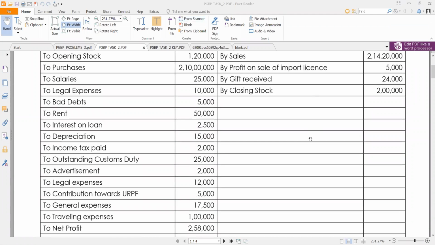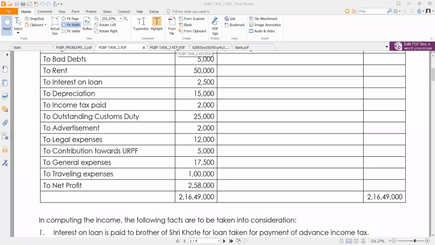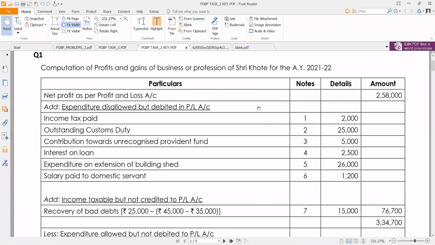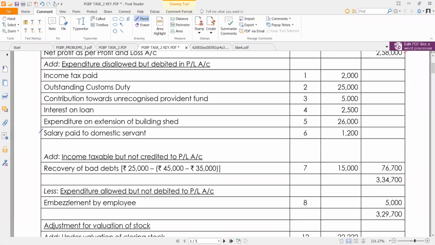So this is a typical question where the profit and loss account is given and we need to compute the business income. Naturally, the starting point will be net profit as per the profit and loss account, and various things have to be adjusted. What are the things to be added here? Income tax has to be disallowed because it is not allowed as a deduction. Customs duty is allowed as a deduction actually, but since it is not paid, it is still outstanding, it is also disallowed under 43B.